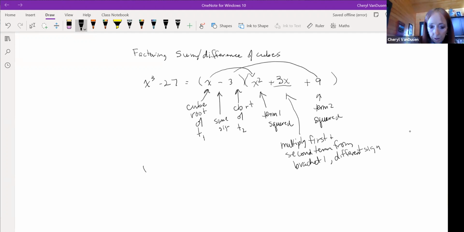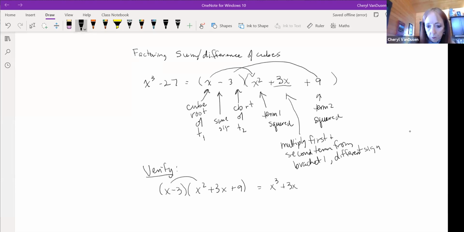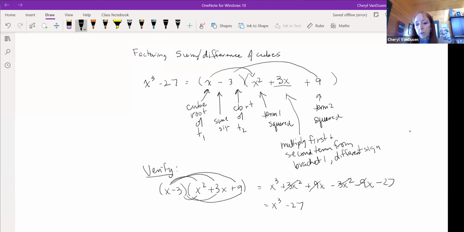Now, the loveliness of factoring, because I do like the predictability of being able to verify answers, is that if we multiply it back out, we should be able to verify and be super confident we have the right answer. So we'll just do our FOIL here: x cubed plus 3x squared plus 9x. So that's this times this, then 3x squared, 9x. And then do the bottom: minus 3x squared, minus 9x, minus 27. And beautiful, things cancel, and we verify that our answer is x cubed minus 27.